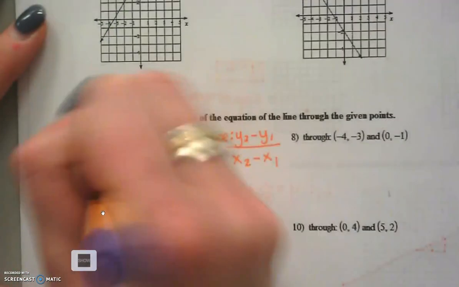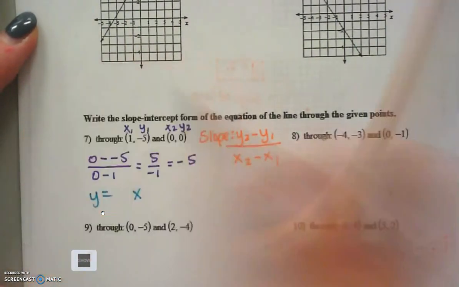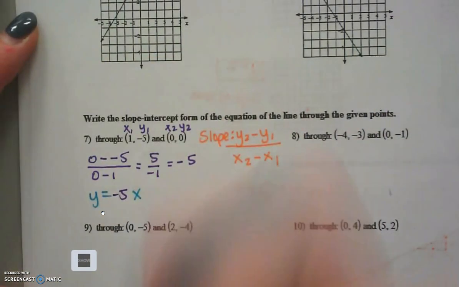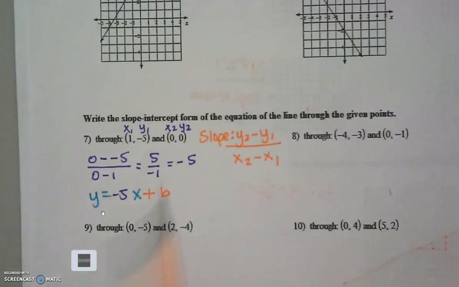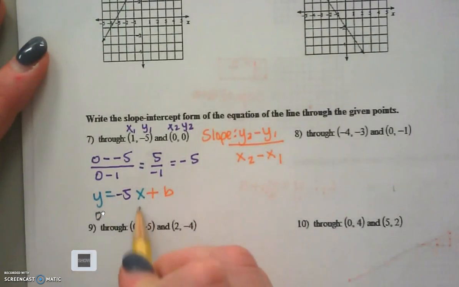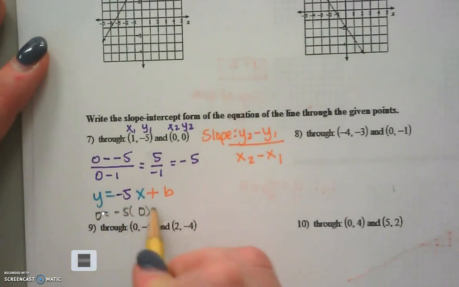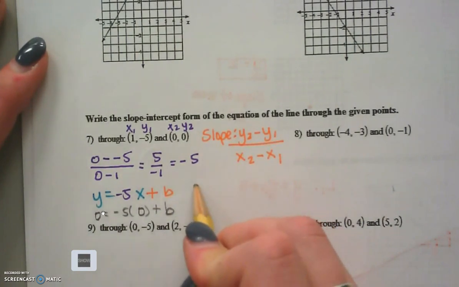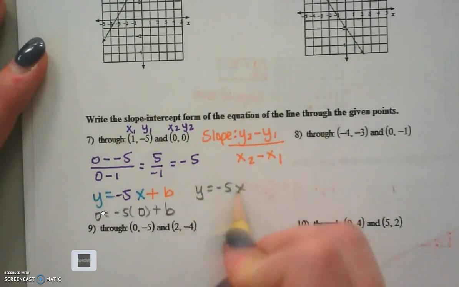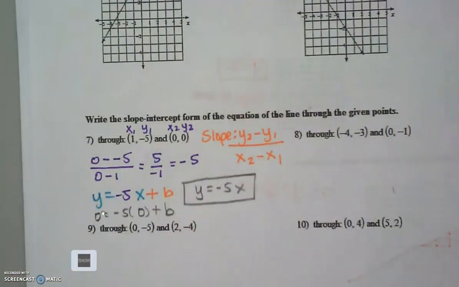So I could write my equation as y equals -5x plus b. I'm still searching for my y-intercept. Well, if they give you 2 points, don't you think you could substitute? So I'm going to substitute. I'm going to put in a 0 here. I'm going to put in a 0 here. What's 0 times anything? 0. So my b equals 0. So I'm going to have y equals -5x. And you don't even have to write the plus 0 part.